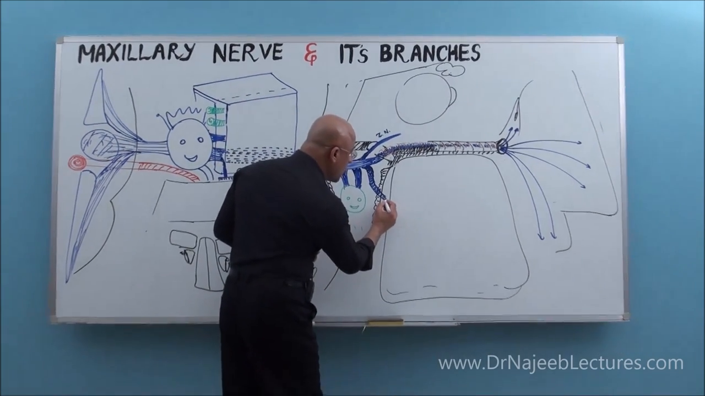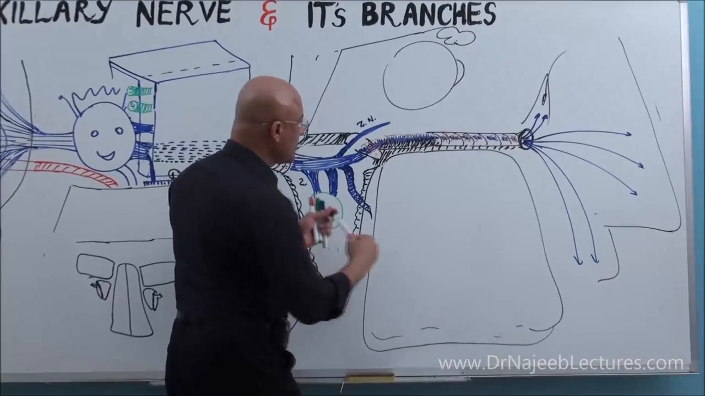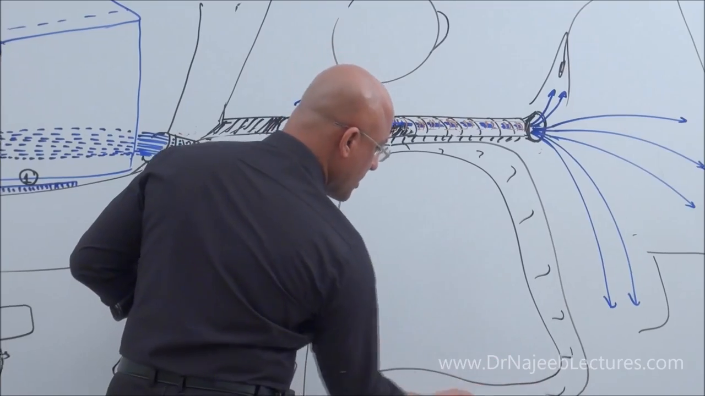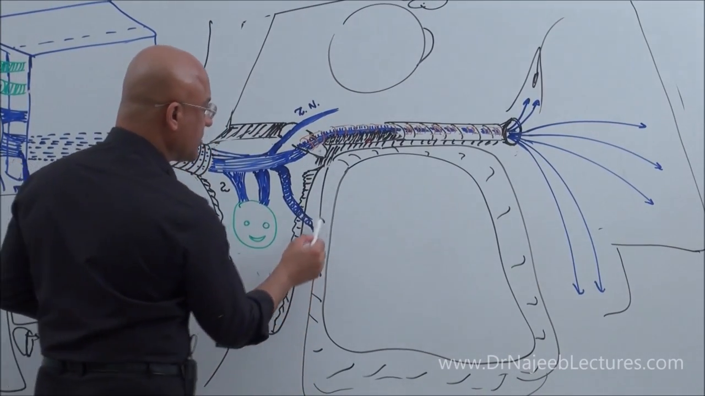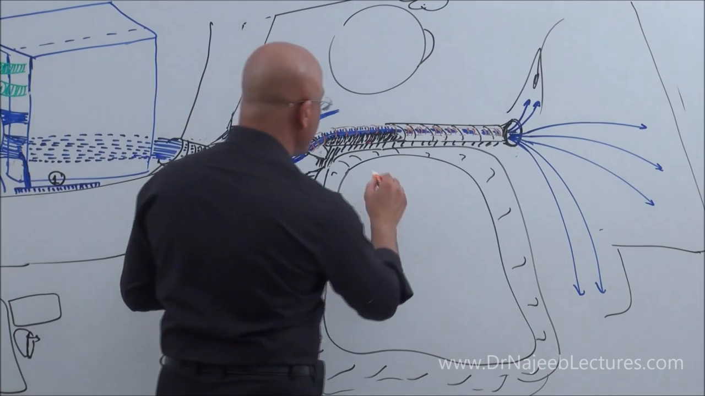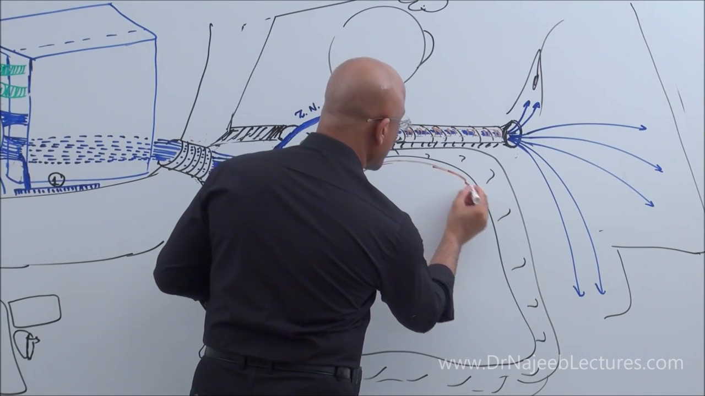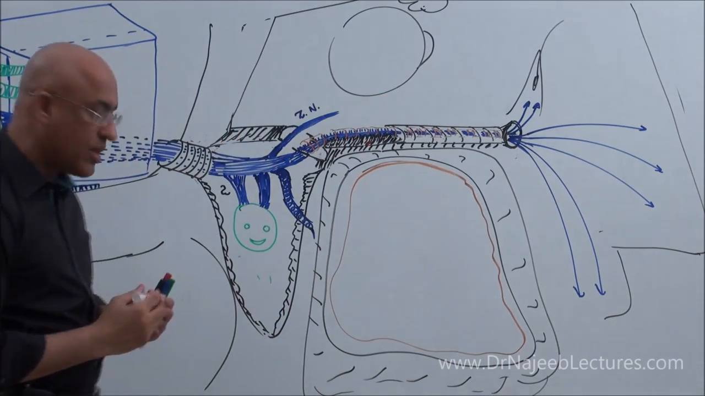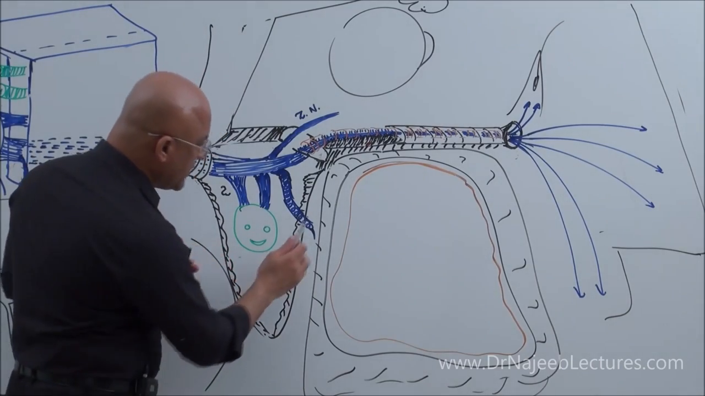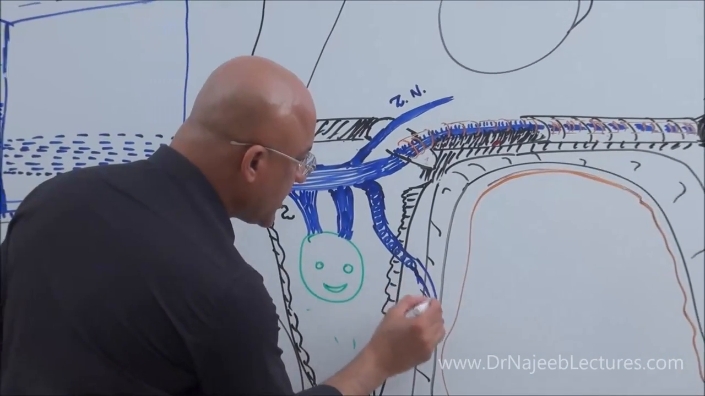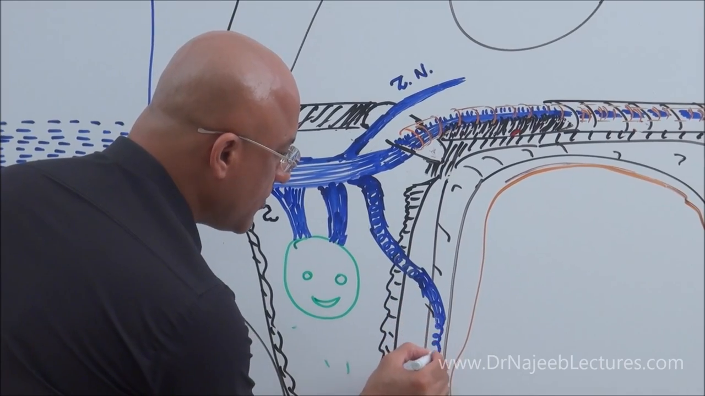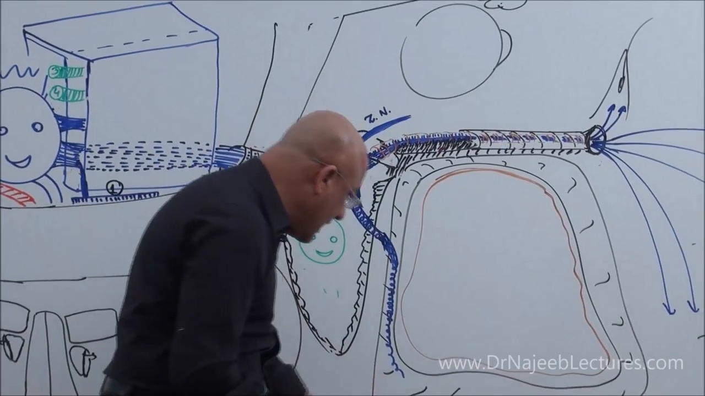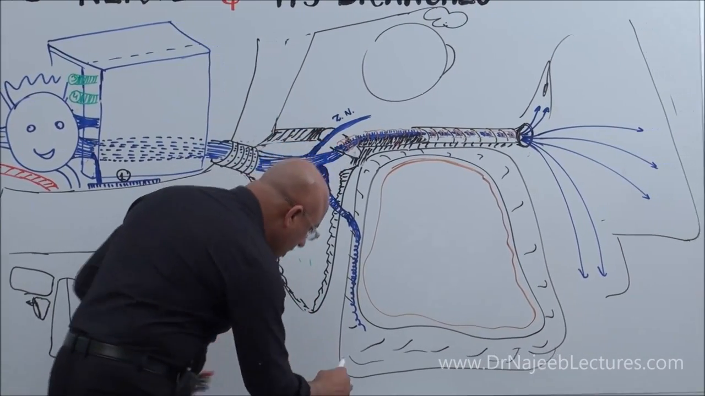Then it passes on or within the, what is this bone? This is maxilla, right? And here is the maxillary sinus. This is the mucosa of the maxillary sinus, right? This branch, either on the surface or within a canal in the maxillary bone, goes downward. Finally it is going to supply your very powerful teeth.